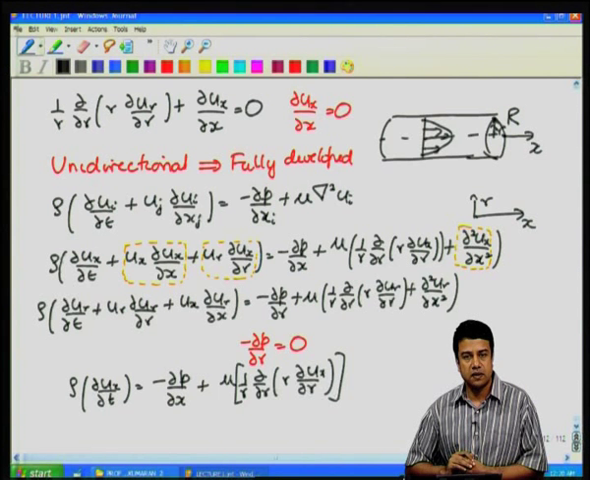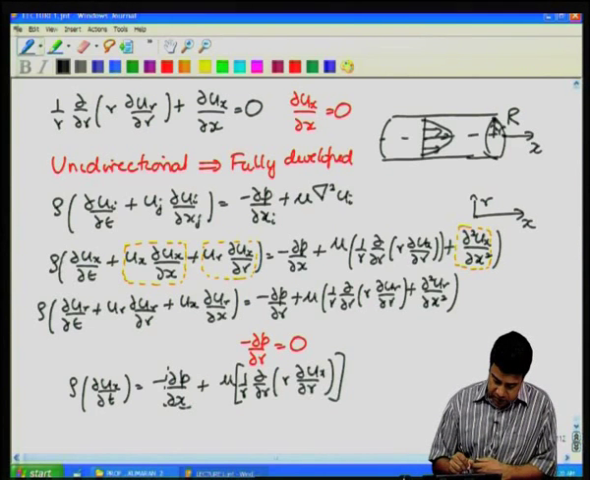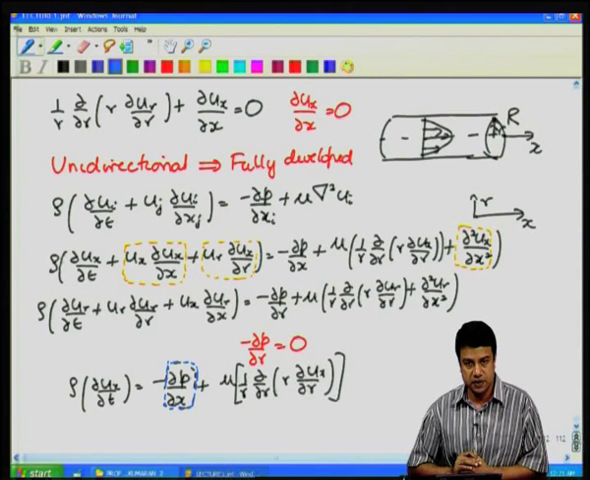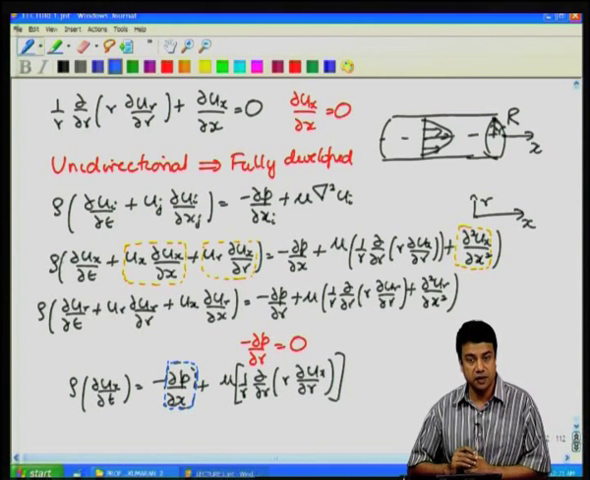A fundamental doubt that is often raised is, does this dP by dx have to be a constant, or can it depend upon x itself? In other words, does the pressure have to be a linear function of x, or can it be some other complicated function of x?